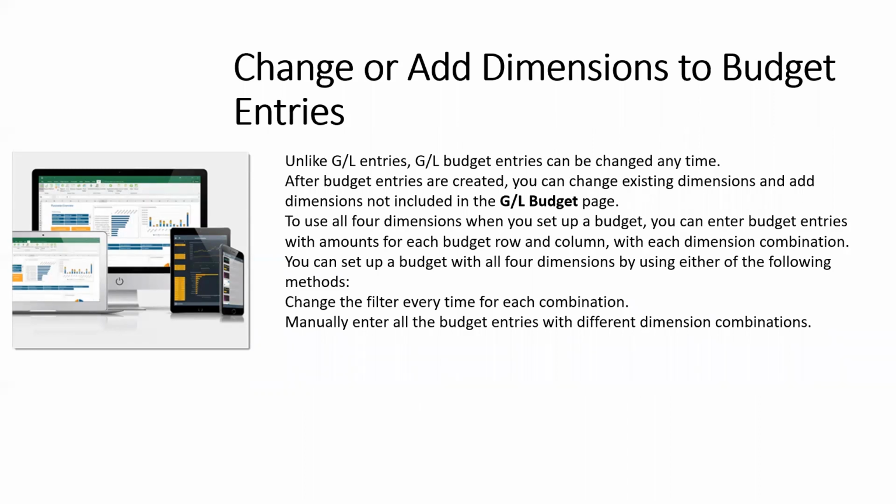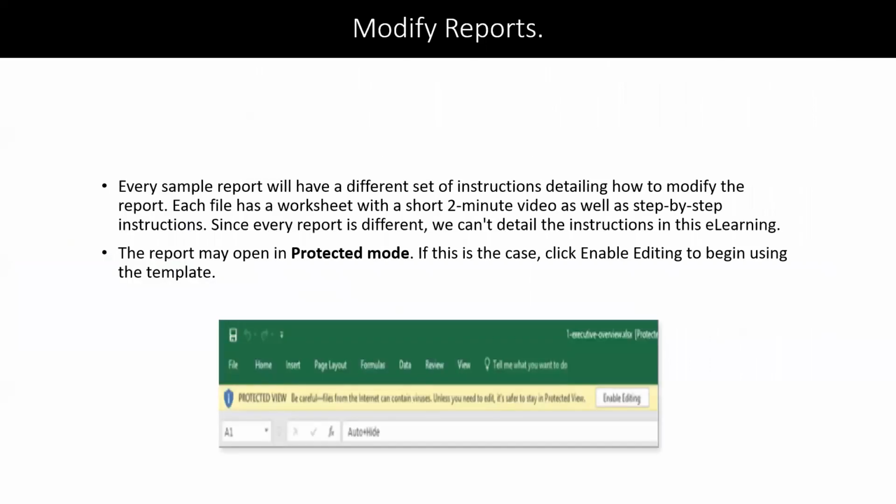After budget entries are created, you can change existing dimensions as well and add dimensions not included previously in the GL budget page. So we're in the same matrix where we were working. To use all of our dimensions, if you want, you can enter any dimension to your budget entries with amounts for each budget row and column, right? So it's like a free tool. Why? Because you are going to be using it for your comparisons. So the idea of having this is not that you should only create very detailed information, but try to have the same criteria as your real GL entries, all right?